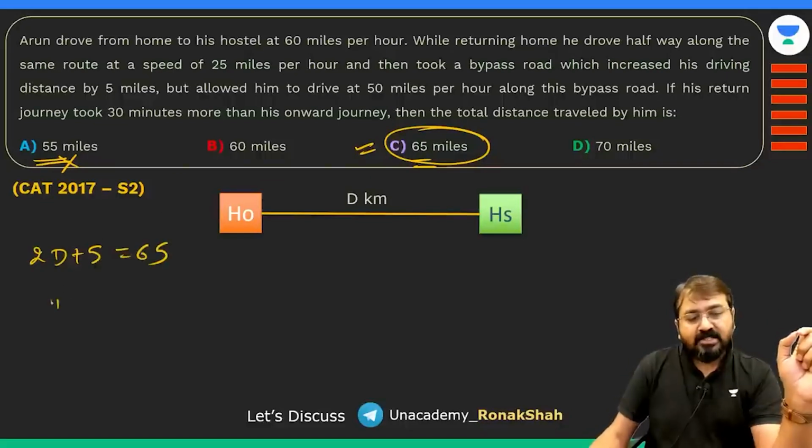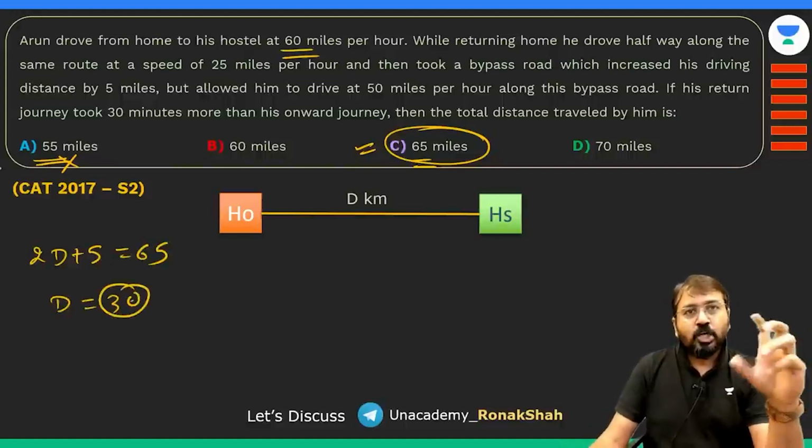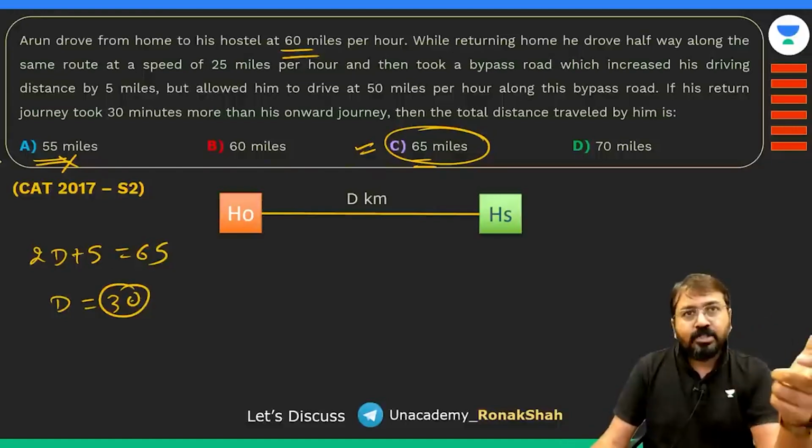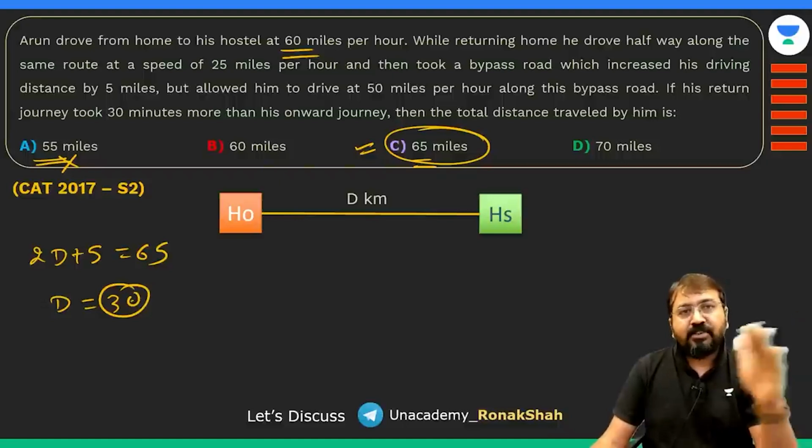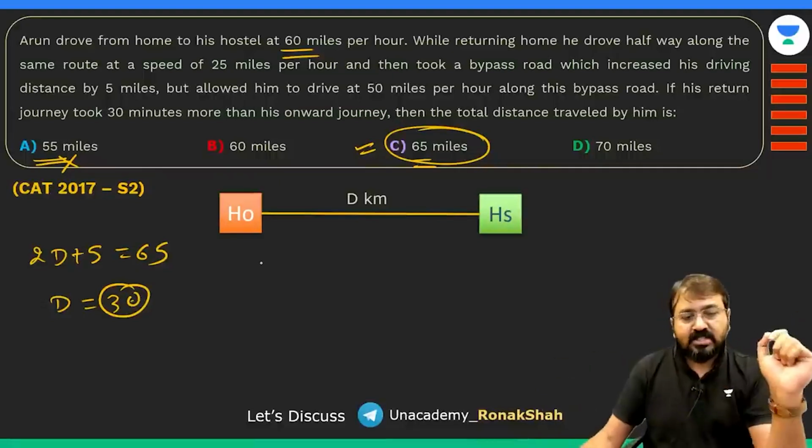So I can say my distance will be 30. This 30 is just half of 60. So definitely it will produce a simple calculation, and chances are very high that you will get the desired answer. So let's try for that. So if I assume the distance as 30 kilometer, right, he travels this at the speed of 60.